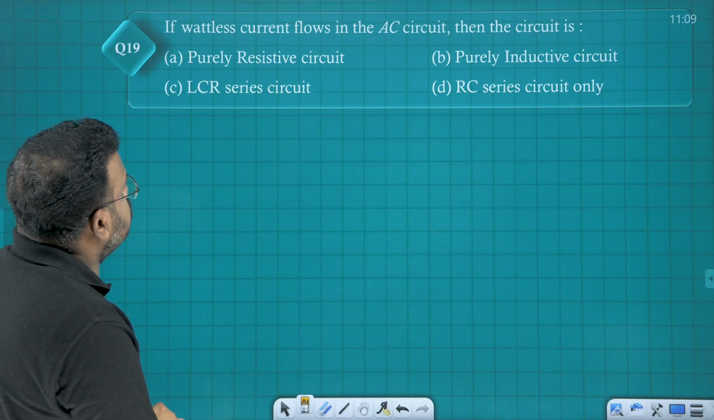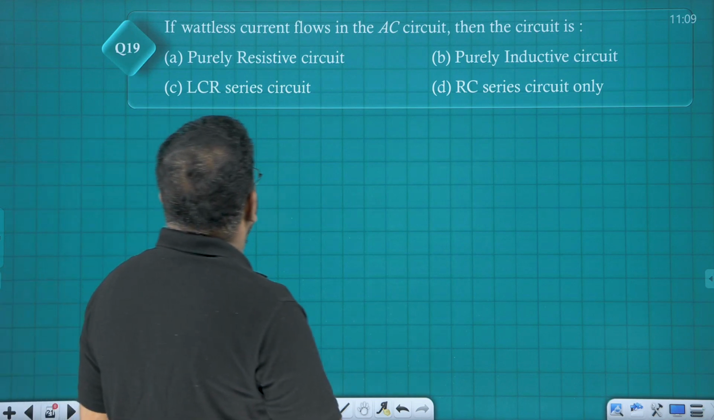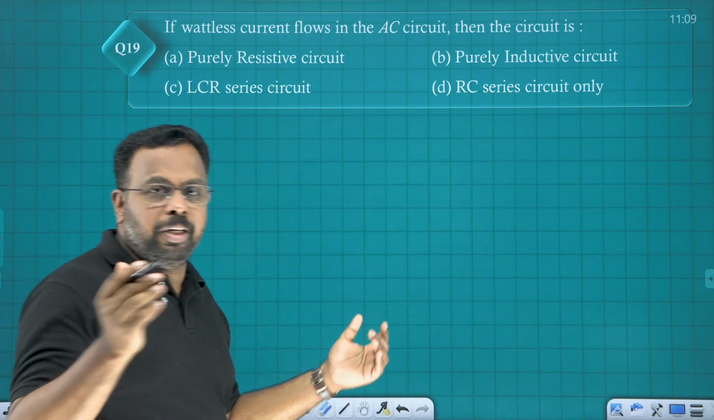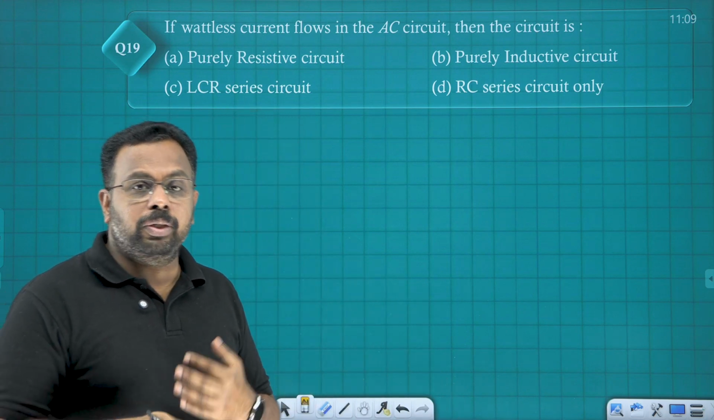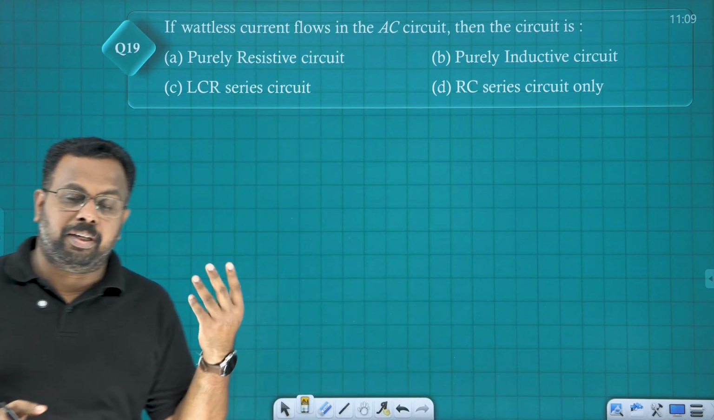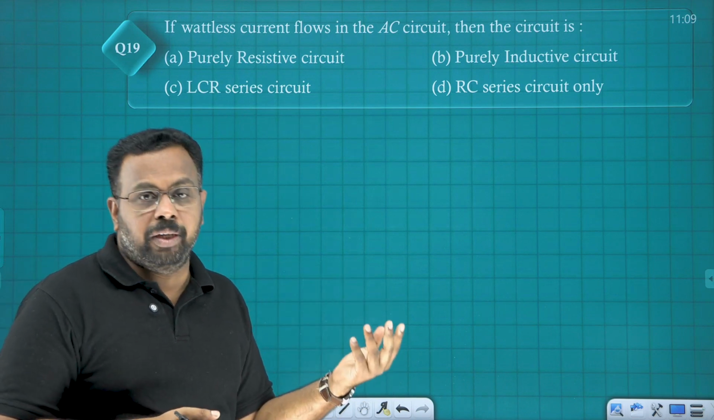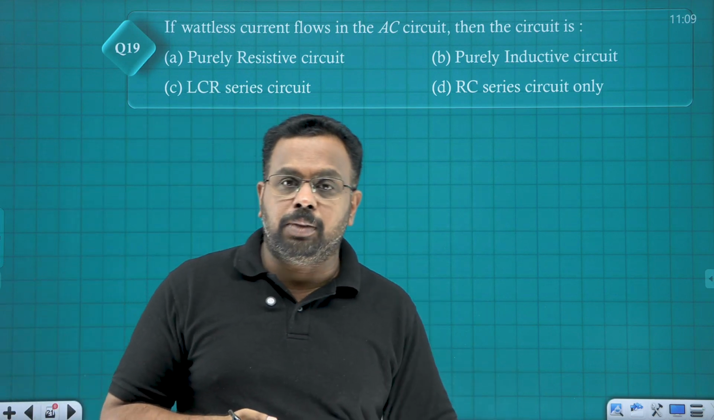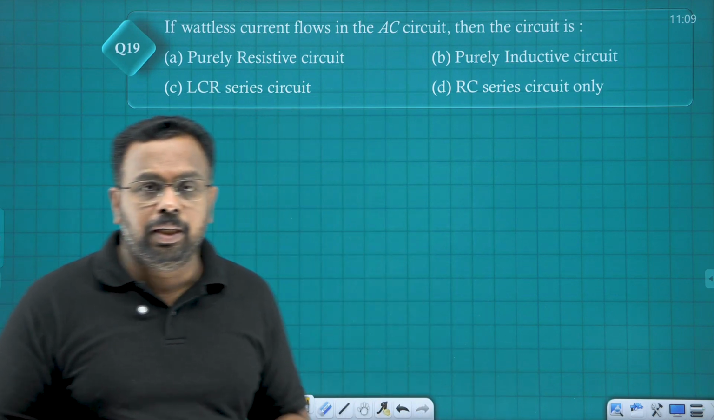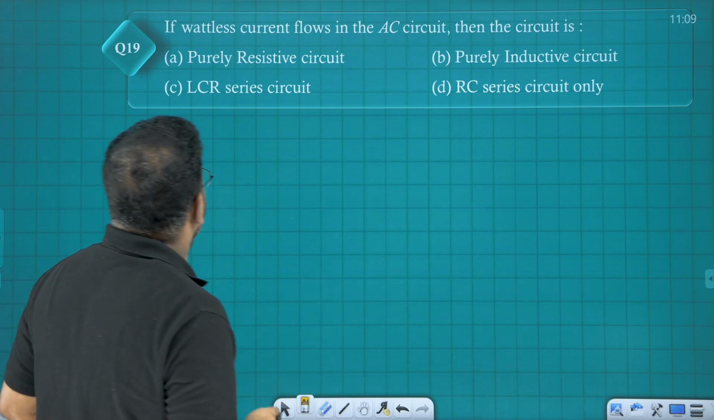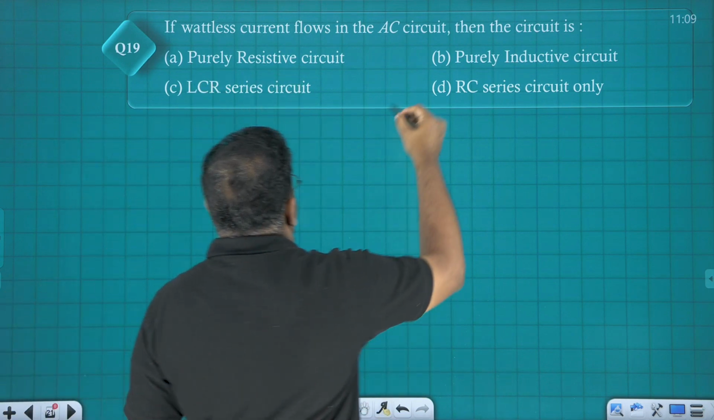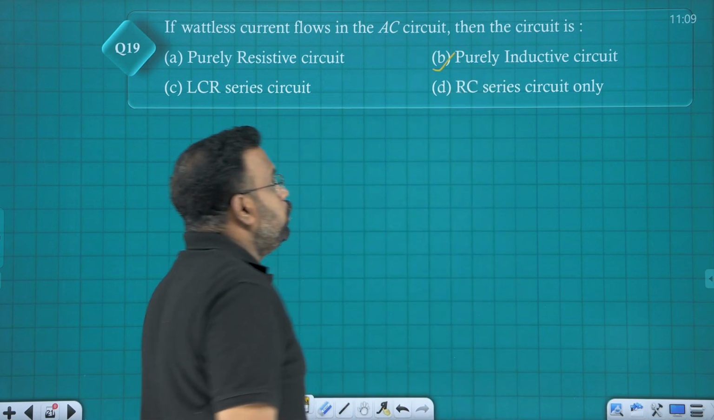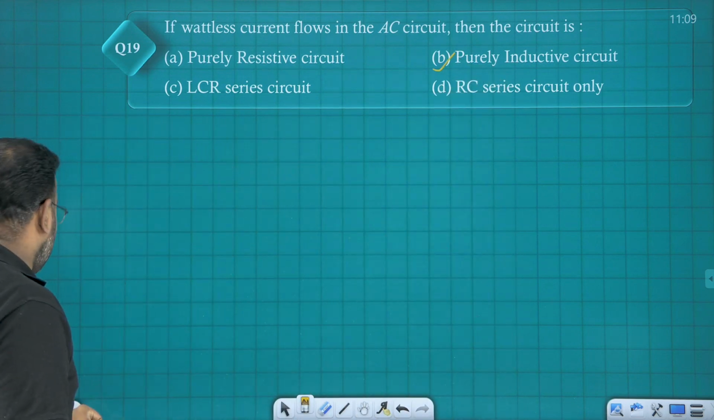Yes. Question number 19. If wattless current flows in an AC circuit, then the circuit is wattless current. You know that what is the meaning of wattless current? If the current does not do any work, power factor is 0. For power factor to be 0, phase angle should be pi by 2. So phase difference should be pi by 2. That's possible in two pure circuits, one is pure inductor and another one is capacitor. So purely resistive circuit, it won't be 0. Purely inductive circuit, it is 0. Okay.